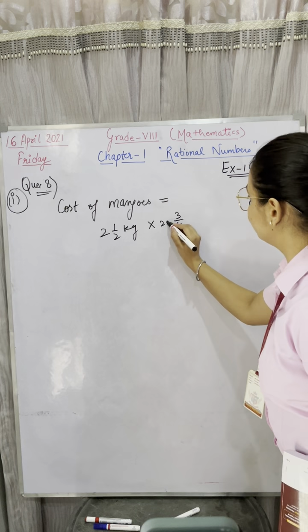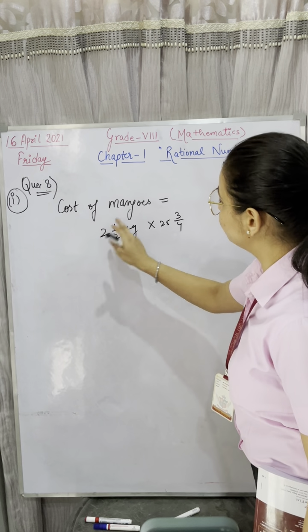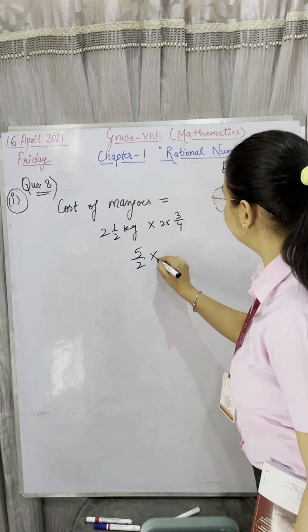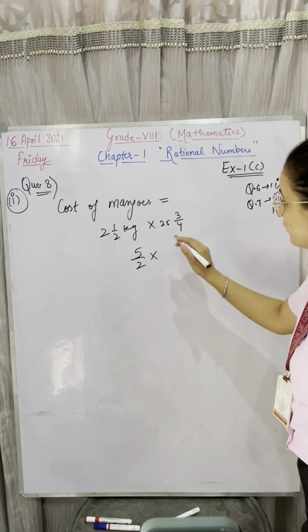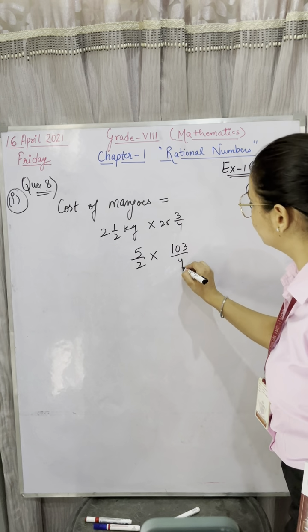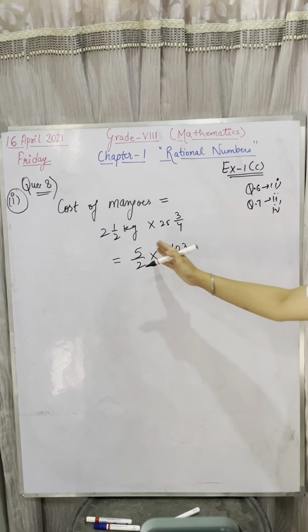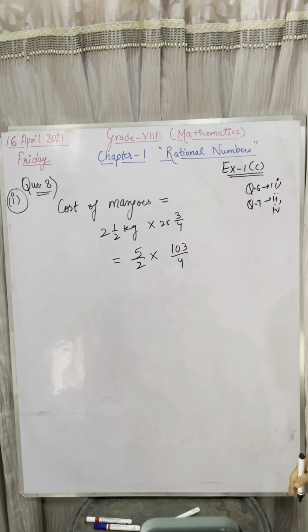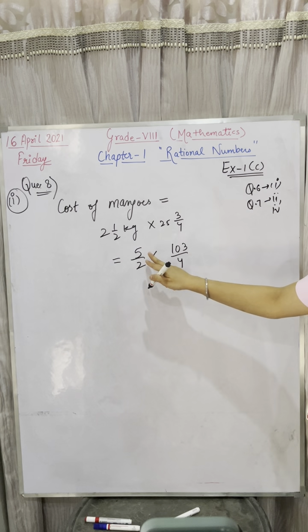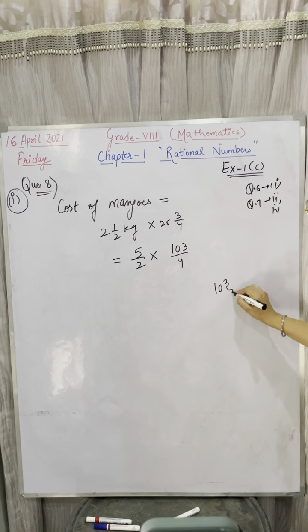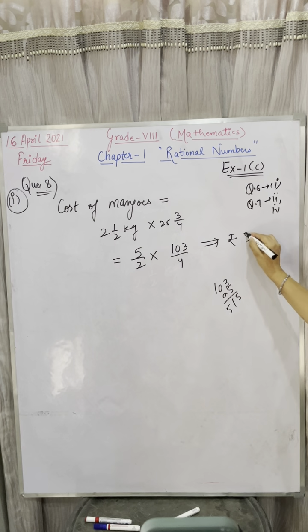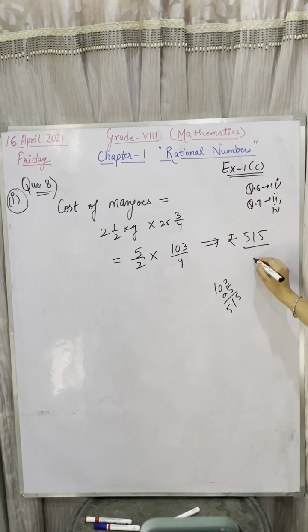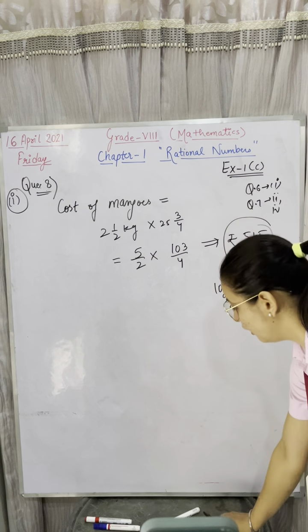Open the fractions. 2 2s are 4 plus 1, 5/2. Multiply 25 into 4, that is 100. 100 plus 3, 103/4. Okay, can we cancel anything? No. So what will be the answer when I multiply 5 with 103? 5 3s are 15, 5 1s are 5. That is equal to rupees 515, and 2 4s are 8. This is the cost of mangoes.